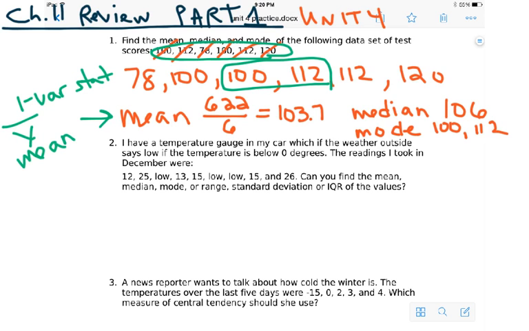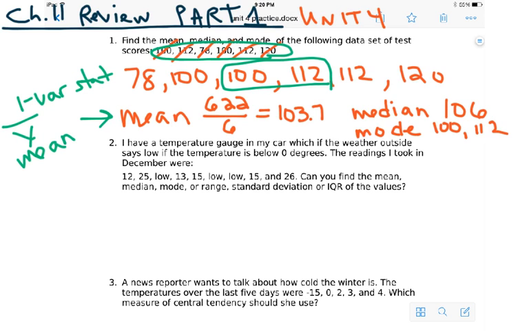The car, for some strange reason, does not tell you the temperature outside if it's below 0 degrees. So if it's below 0 degrees, the car just says that it's low. The readings I took in December were 12, 25, low, 13, 15, low, low, 15, and 26. Can you find the mean, median, mode, or range, standard deviation, or interquartile range of these values?